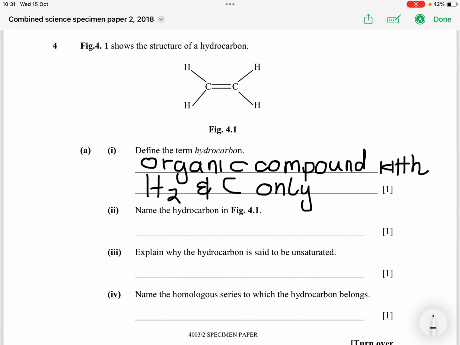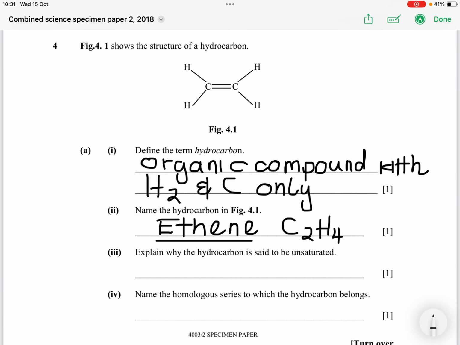And then name the hydrocarbon in Fig 4.1. This one is known as ethene. Ethene is the one that has 2 carbons and 4 hydrogens. So we are going to write our answer as ethene. And then explain why the hydrocarbon is said to be unsaturated. It is unsaturated because it contains less than the maximum possible number of hydrogen atoms per carbon atom.